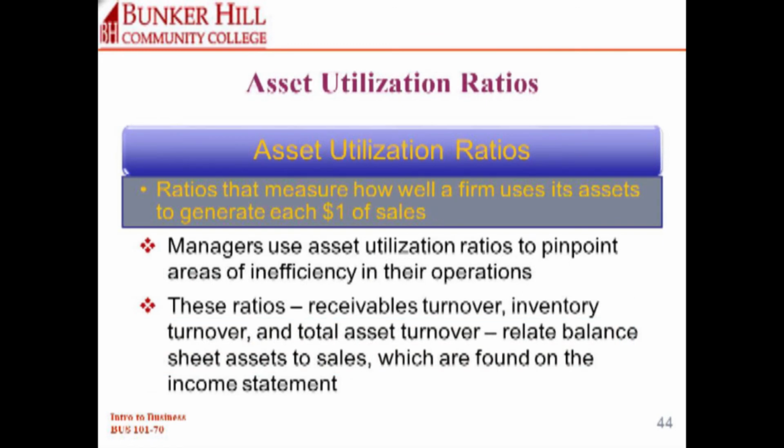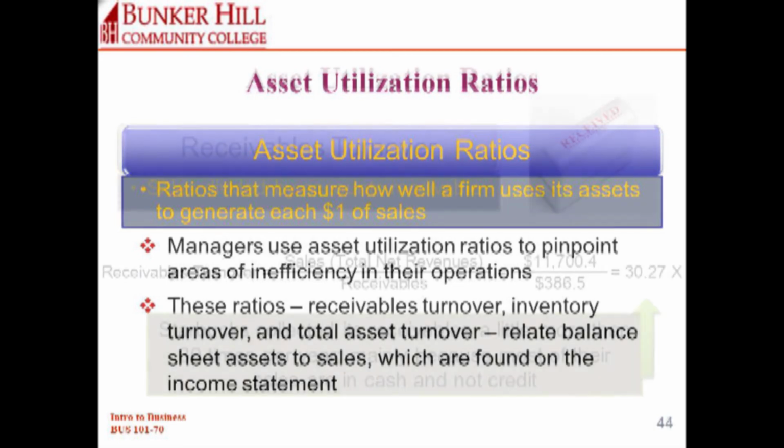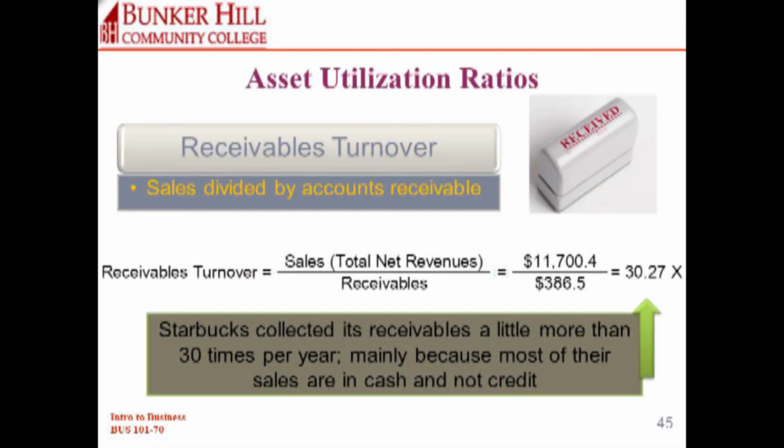Asset utilization ratios, how well you're using your assets. In slide 44, you can take a look at turnover, which is how quickly you sell stuff, your inventory turnover, your total asset turnover. Slide 45 does receivables. You take sales, you put the receivables in the denominator, you do the division. That means that they collect 30 times a year. They basically turn over all of their stuff.